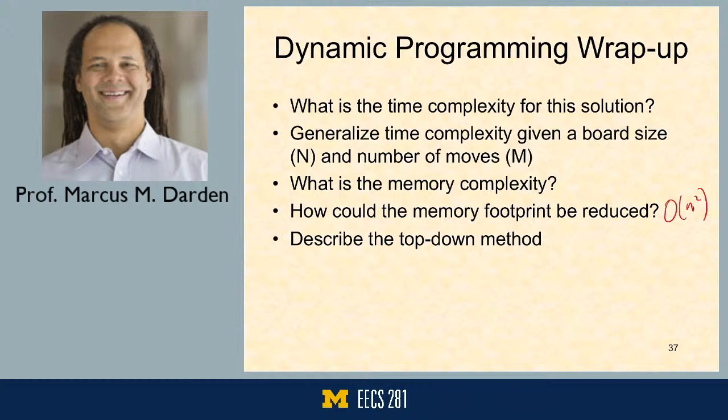So all I ever needed to fill out any particular row was the row I was in and the previous row. So instead of having this m by n two-dimensional vector for the binomial coefficient, I could actually just have 2n size vectors. So I could reduce the memory there.